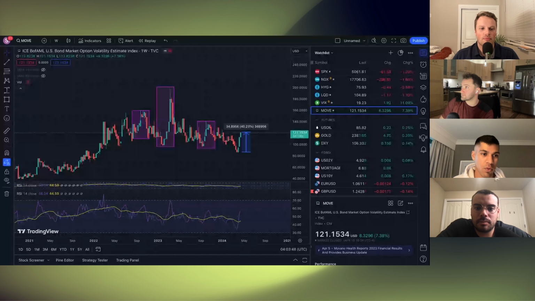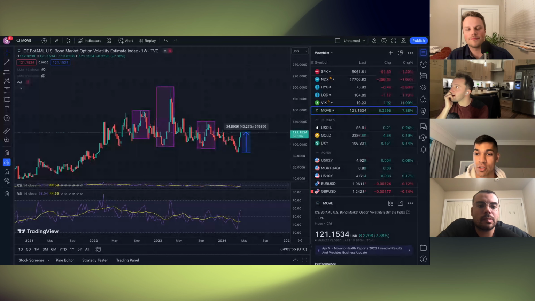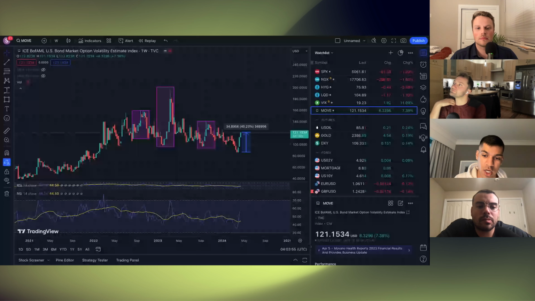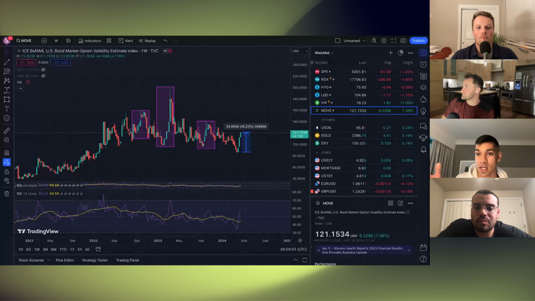And so what we're looking at here is the MOVE index. What this is essentially tracking is the implied volatility, the forward-looking volatility of the bond market. It's very similar to the VIX index, but instead of the VIX index tracking equities, the MOVE index tracks the bond market. So what we're seeing here is over the last 2 to 3 weeks, we've seen quite a steep rise in the MOVE index, meaning that the volatility in the bond market is going up.